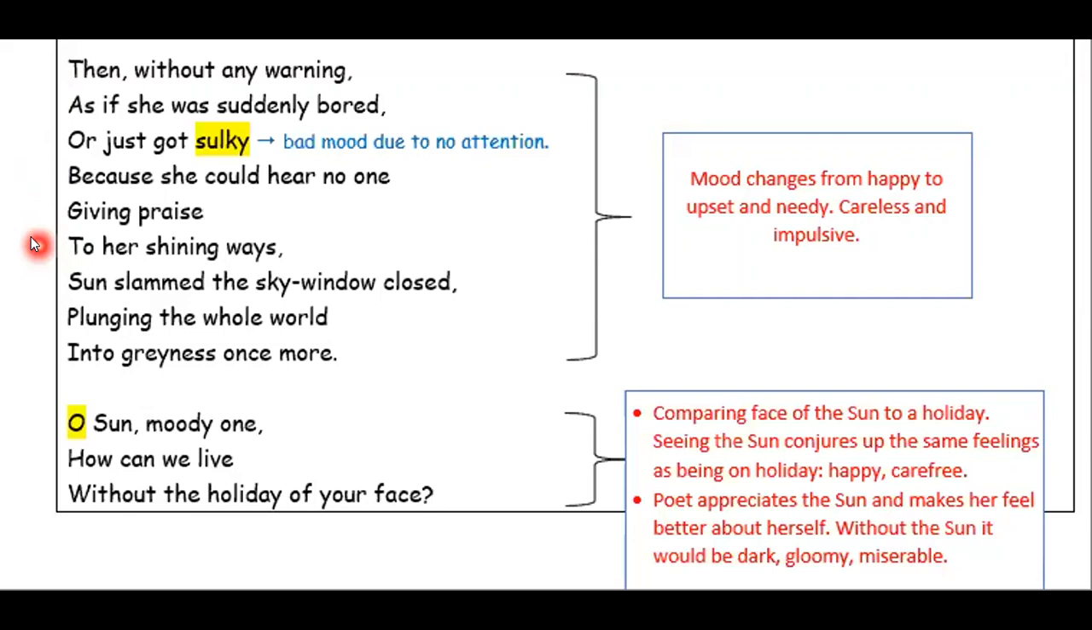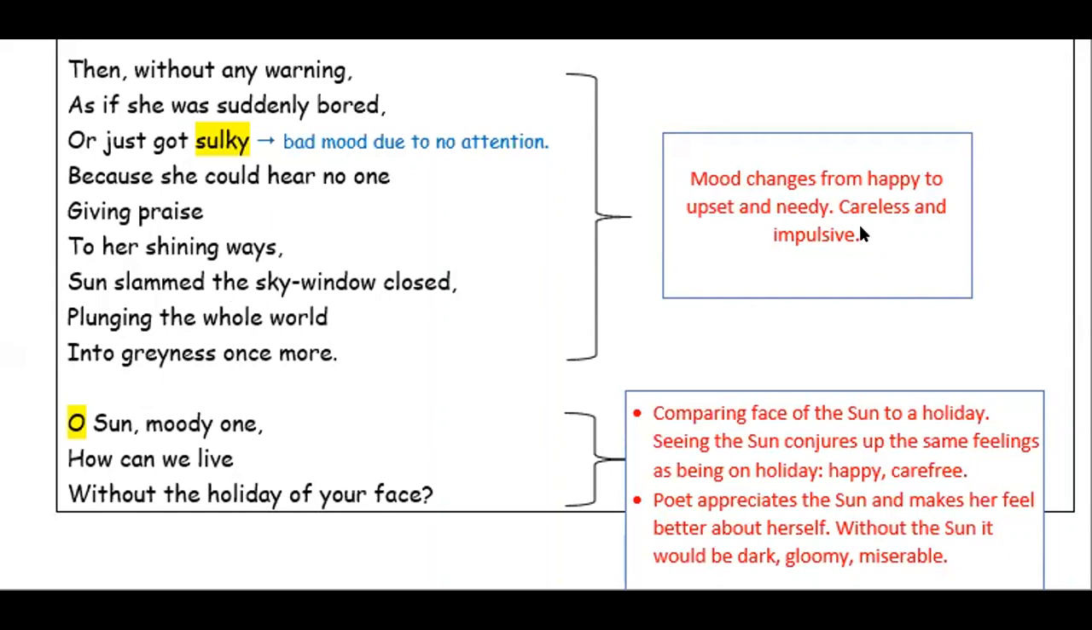Can you guys see how the mood changes here from one of happiness to sadness or neediness, right? And how do we know this? Because of the kinds of words that the author is using. The author is using the words bored, sulky, warning. What else? Grayness. All those words tell us that the mood is gloomy, the mood is unhappy, right?